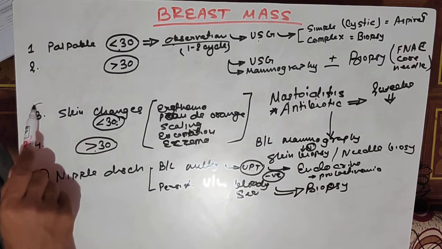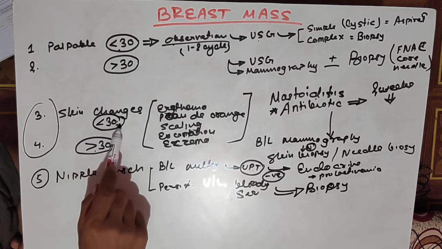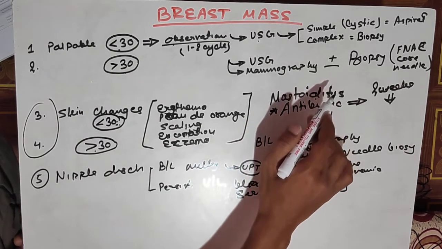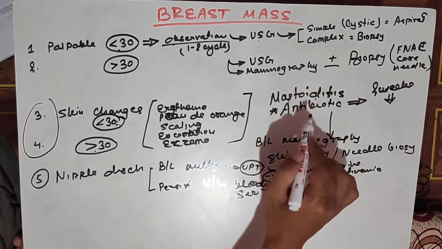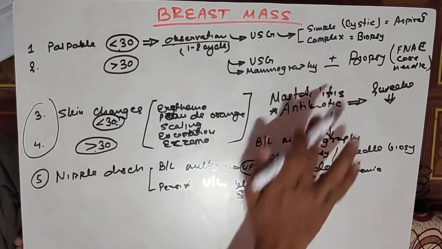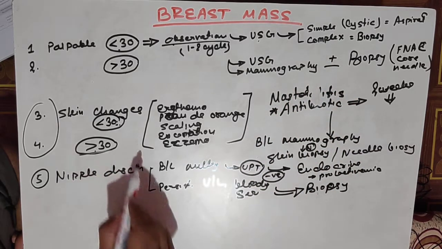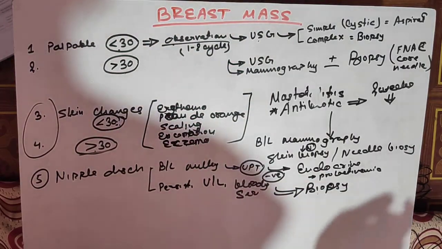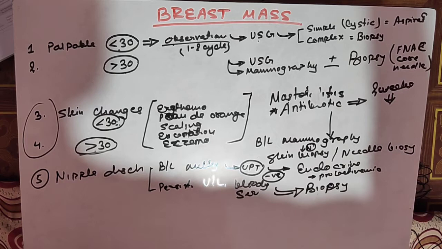If the patient complains of skin changes, then again less than 30, acute mastitis. Actually this is mastitis, sorry for the mistake. And if she is more than 30 years, we should consider mammography, and if mammography is normal, we will go for the skin biopsy. And if the case is of nipple discharge, it can be milky discharge, we should look for the urine pregnancy test. And if it is unilateral persistent discharge, then we should always go for the mammography.